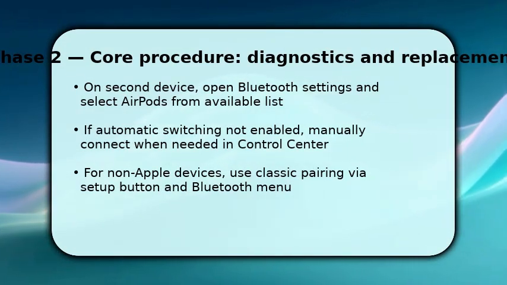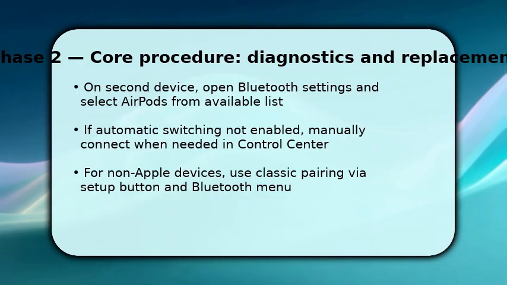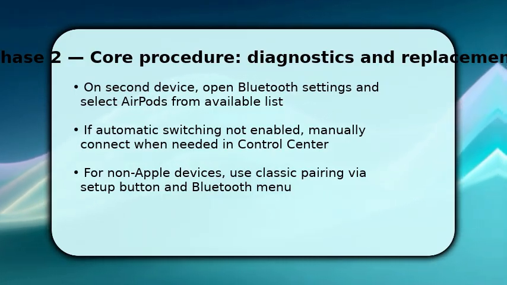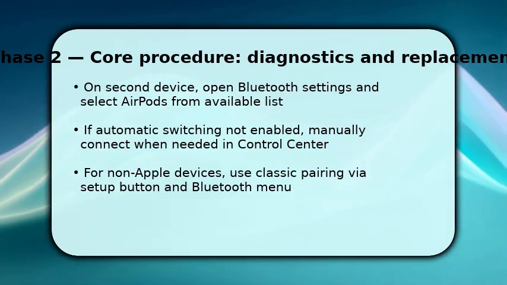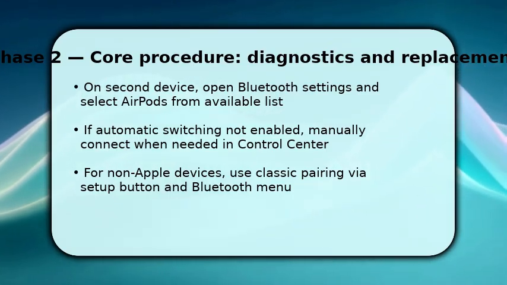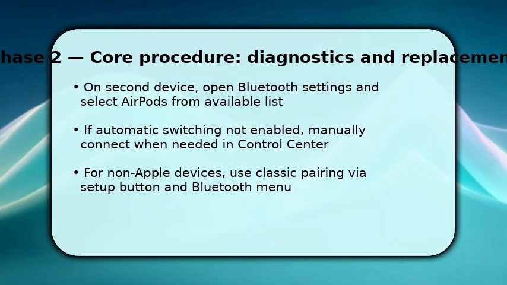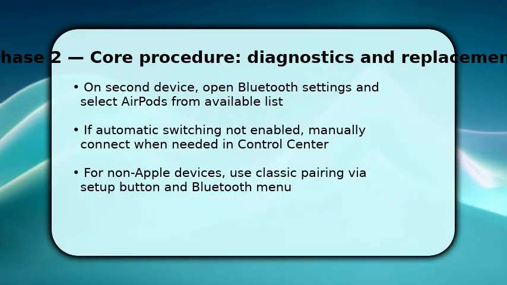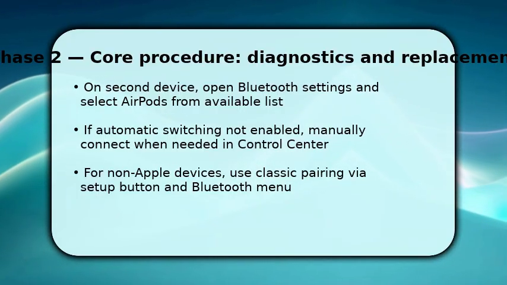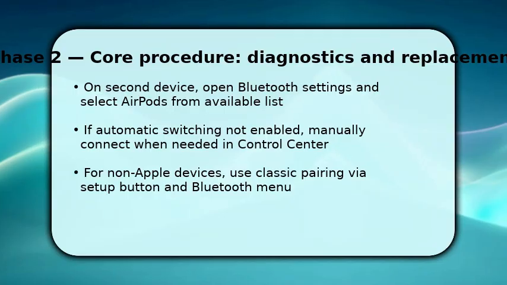Go to its Bluetooth settings and select your AirPods from the available list. Pairing again creates a separate connection record. If you don't want automatic switching, make sure automatic device switching is off on both devices so you can manually choose in the Control Center or Bluetooth menu. This gives predictable behavior. For Android or PC, press the case setup button and pair like any Bluetooth headset.